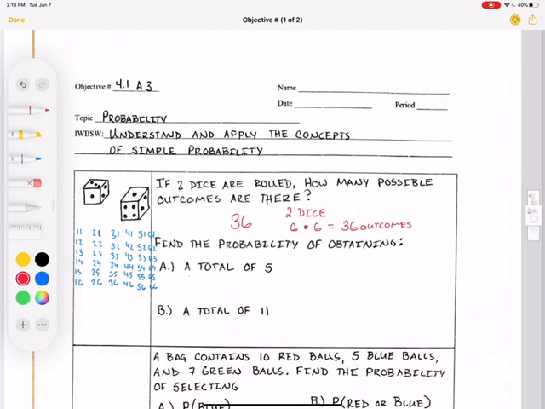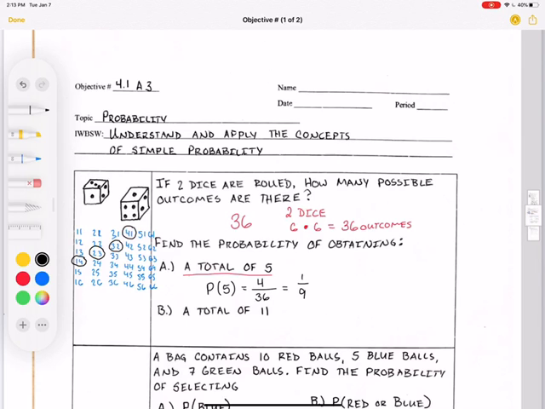Find the probability of obtaining a total of 5, meaning when you roll the dice and you add the total, how likely are you to get a 5? So, totals that add up to 5. You could have a 1 and 4, you could have a 2 and 3, you could have a 3 and 2, you could have a 4 and 1. After that, everything becomes larger than 5. So you only have 4 out of 36. So the probability of rolling a 5 would be 4 out of the 36, which is going to be equal to 1/9.